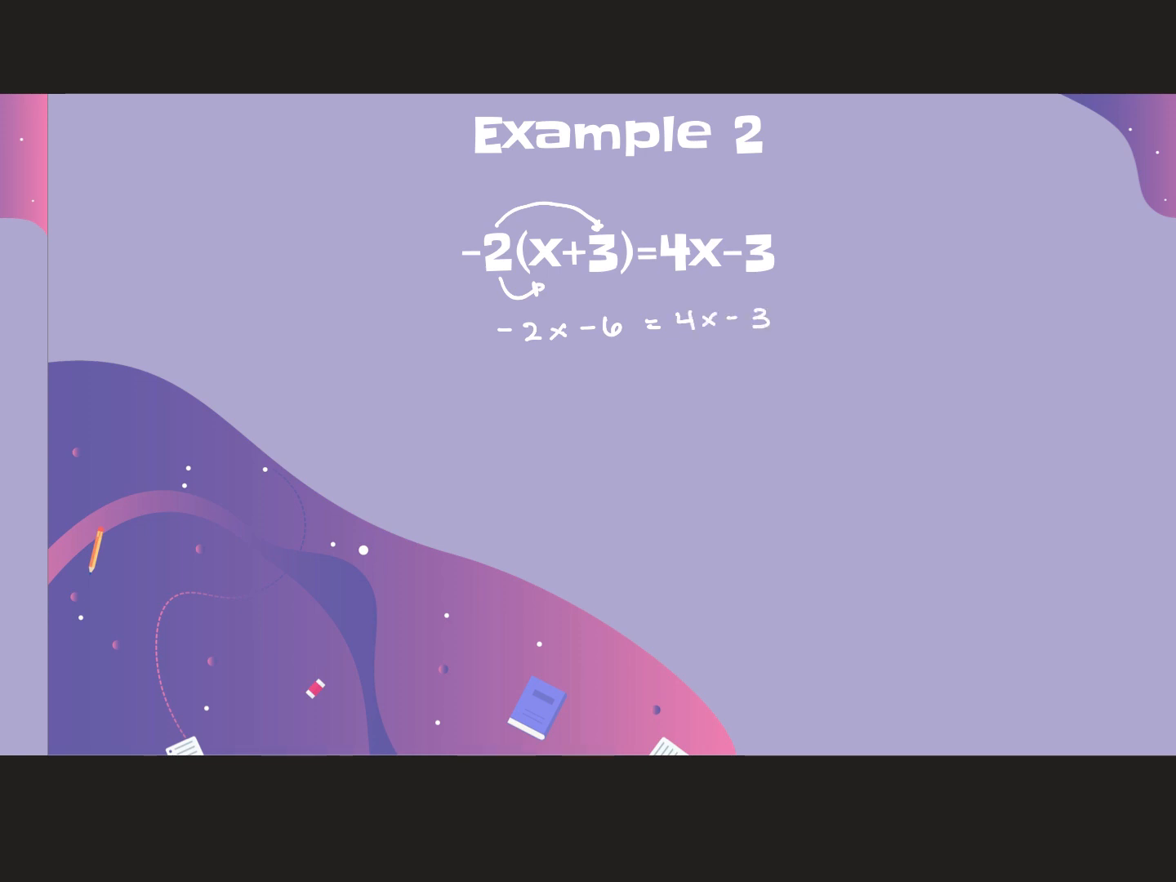Looking at the left-hand side, I cannot combine like terms. And also on the right-hand side, I cannot combine like terms. So now I need to move the variable. All right, since I moved the variable to the left side in the previous example, I'm going to move the variable to the right side in this example. So I'm going to add 2x to both sides. My 2x's cancel out. I get negative 6 is equal to 6x minus 3. I'm going to add 3 to both sides.